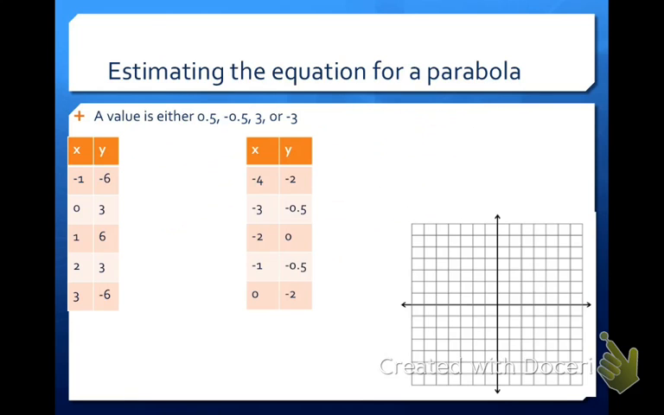So this allows us to write an equation for our quadratic equations. So first thing that I'm going to say is we're going to make the distinction that the a value is either 0.5, negative 0.5, 3, or negative 3. There could be infinite possibilities if we didn't narrow it down. So first, when I graph this, I get the points negative 1, 6, 0, 3, 1, 6, 2, 3. So my parabola looks something like this.